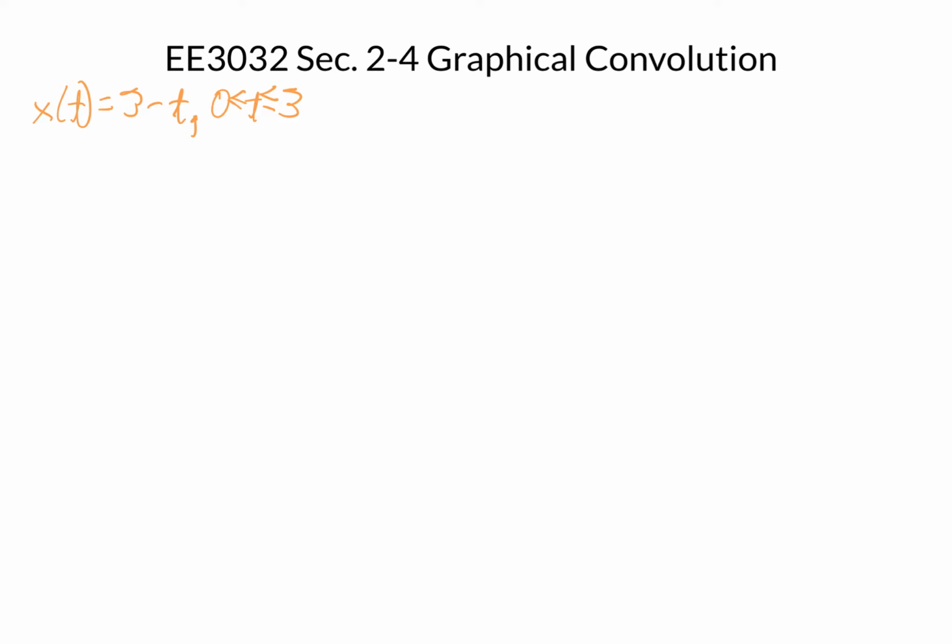So let's sketch that function out. Here we have a set of axes, and we have 3 seconds, voltage of 3. And if we draw that out, we have this line right here. So that's the definition from 0 to 3. And then outside of that, the function has value 0. And this is the t-axis. So that is our first function.